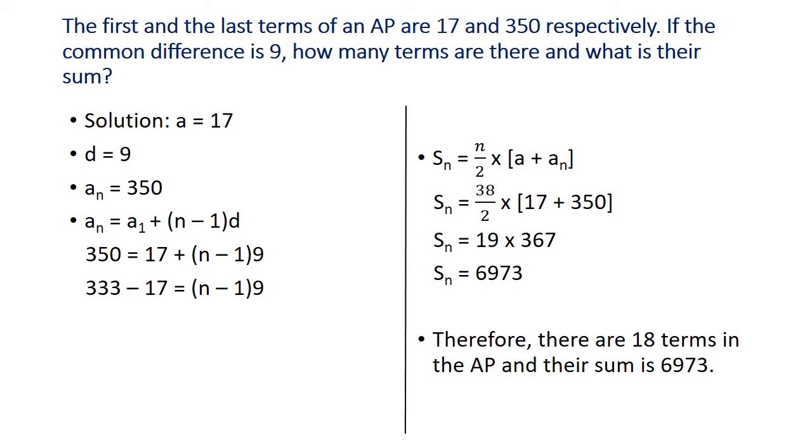Next, first, how were we doing it? First the A value should be brought to the RHS. 350 minus 17. 350 minus 17 is equal to n minus 1 into 9. Yes.